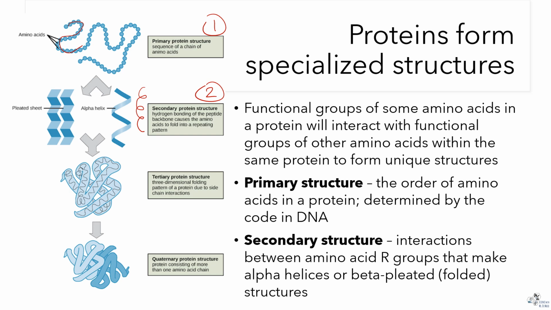So within this long chain of amino acids, some areas are going to form these helices, some areas are going to take on these pleated structures. So you can have many different helices on the same protein. You can have many different beta pleated sheets. You can have one of one and 10 of the other. It just depends on how these amino acids interact with each other.